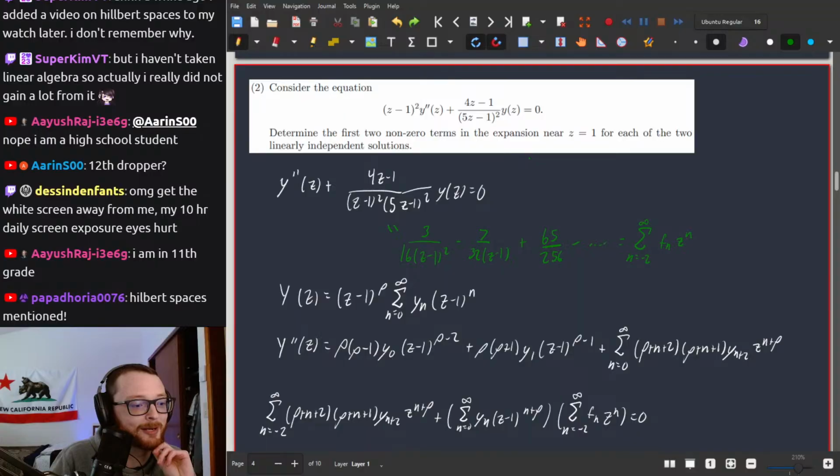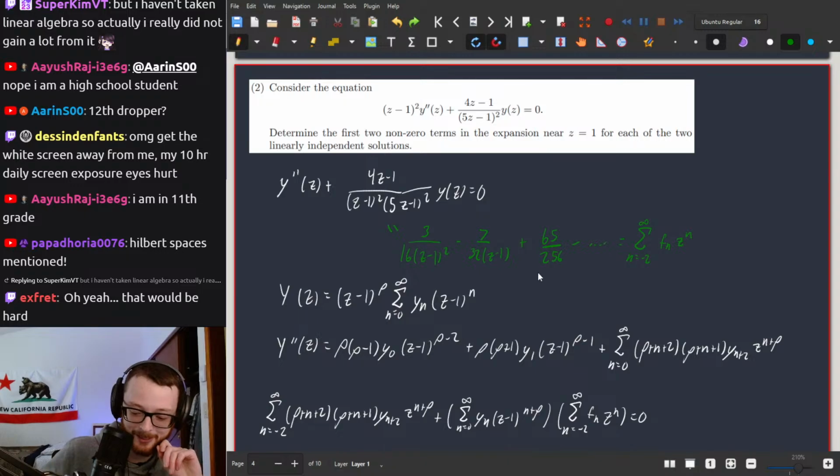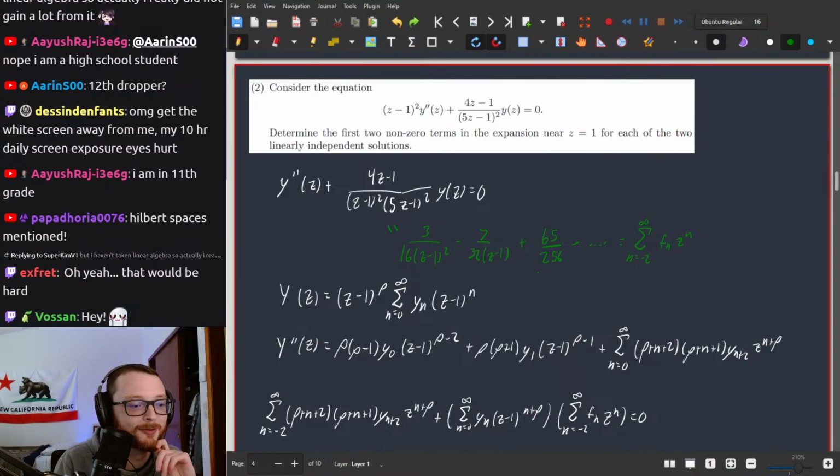Get the white screen away from me. My 10-hour daily screen exposure eyes hurt. I am a light mode enjoyer. I'm sorry. I did try to put my Wolfram Alpha in dark mode. It kept going not in dark mode though. The only reason I have this program right here in dark mode is because I feel like people freak out if I use light mode. Hey, Boston. Silver spaces mentioned. Oh, you know them, Papadoria? Also, yeah, I didn't say hi to you, Papadoria, but hi.